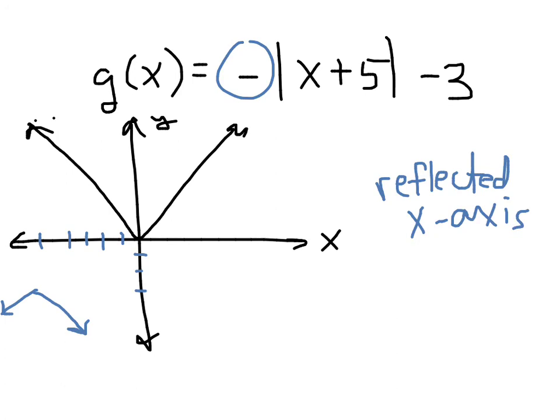What else happened? I shifted it or I translated it. Where? Left. How far? Left 5. Anywhere else? Down 3. Anybody know where I got left 5 and down 3 from in the problem? X plus 5 inside. Where did the 5 come into play? We said it went left 5, right? And then we also said down 3. Was there a 3 somewhere? Negative 3 down the outside.